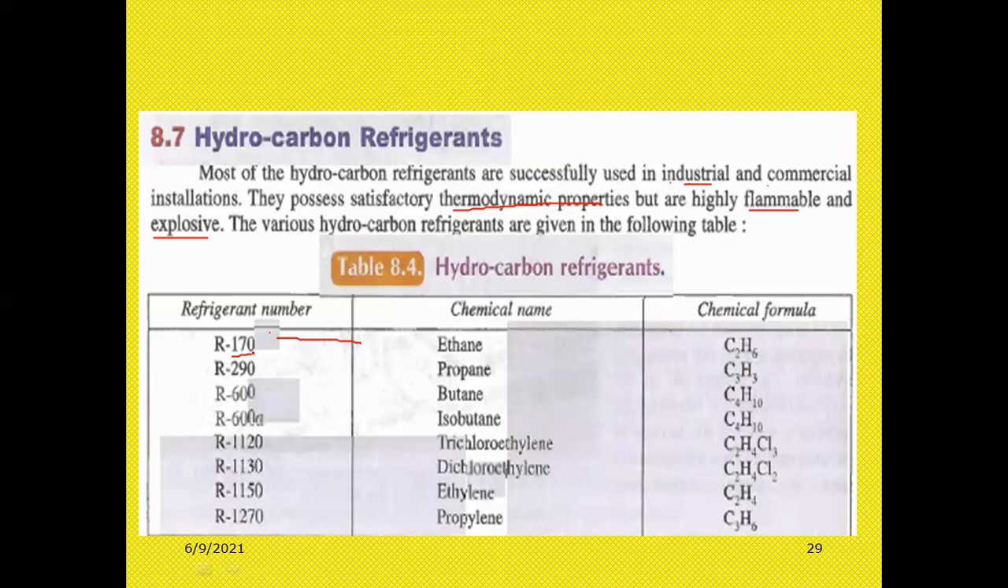Next R600a, that is isobutane, C4H10. Next R1120, that is trichloroethylene, C2HCl3. R1130, dichloroethylene, C2H2Cl2. R1150, ethylene, C2H4. R1270, that is propylene, that is C3H6. So these are the eight types of hydrocarbon refrigerants used commercially, and they are successful refrigerants used to date. But the only disadvantage is they are highly flammable and explosive in nature.